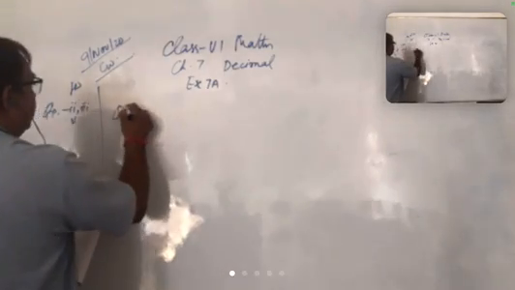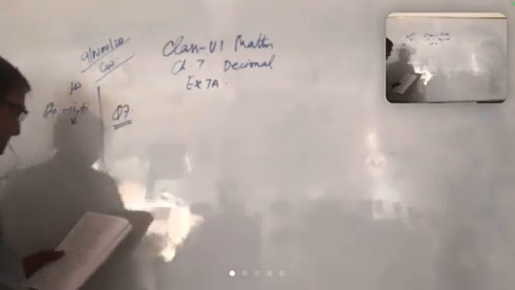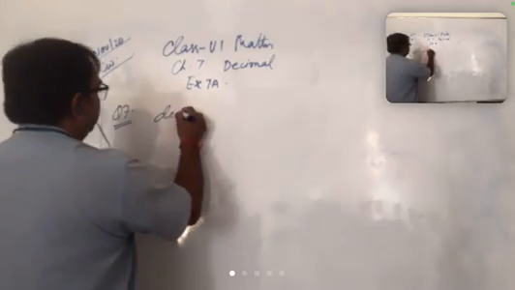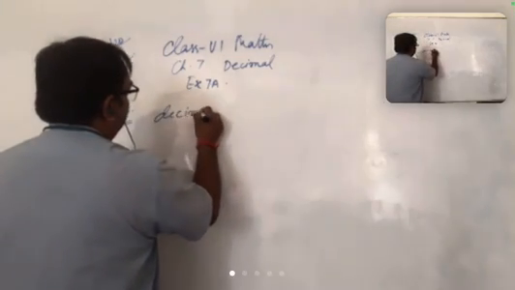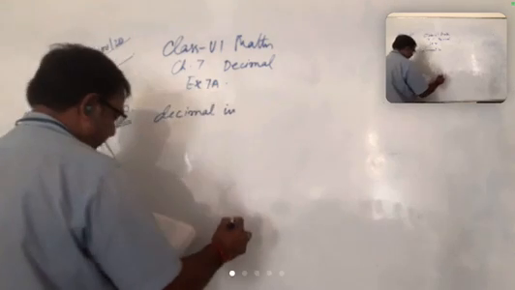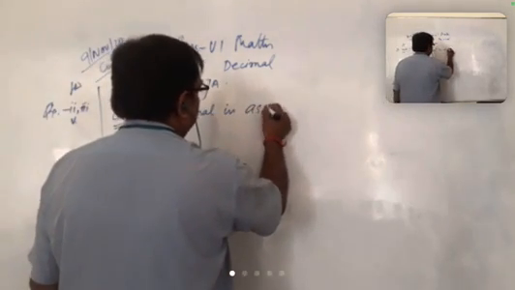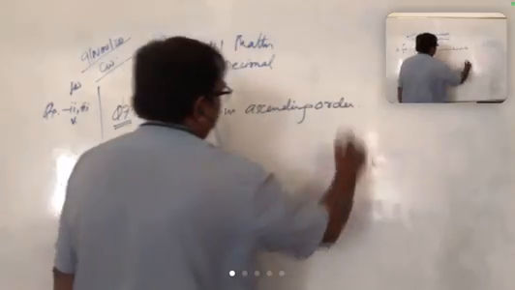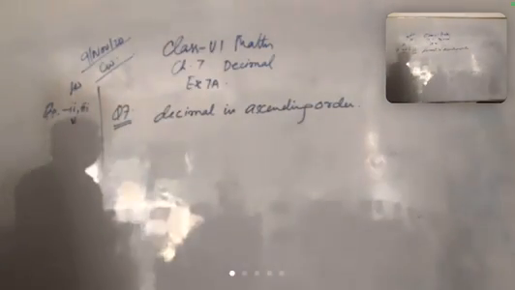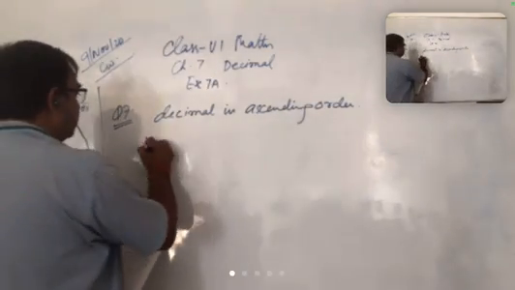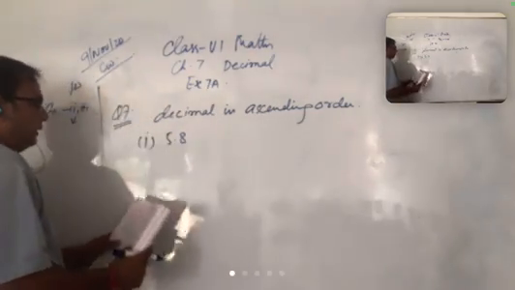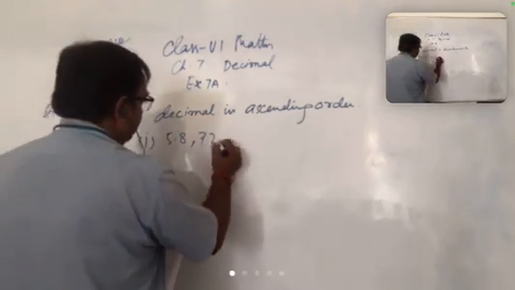Now the question number 7. Question number 7, we have to arrange the decimal in ascending order. Ascending order. We have to arrange the decimal in ascending order. The first question is 5.8. If there is any doubt, please open your audio and say. If no doubt, then close your audio.